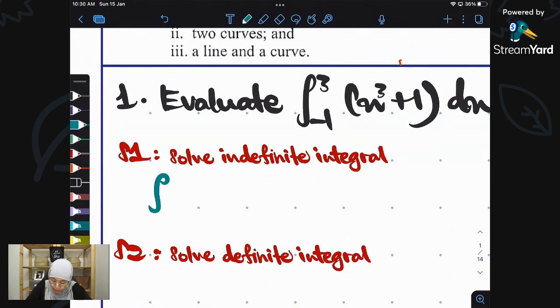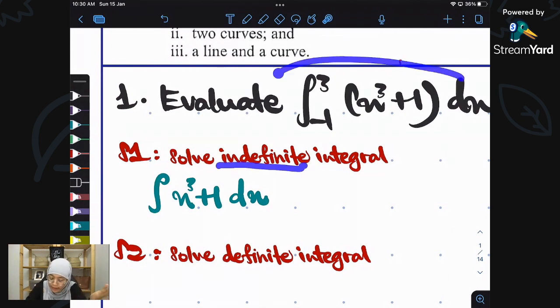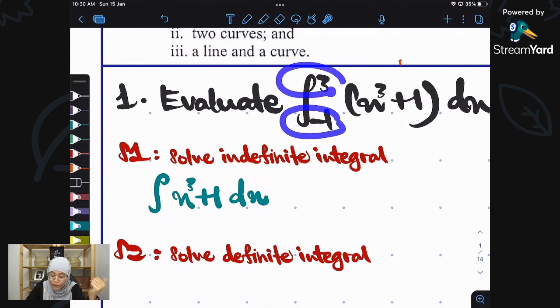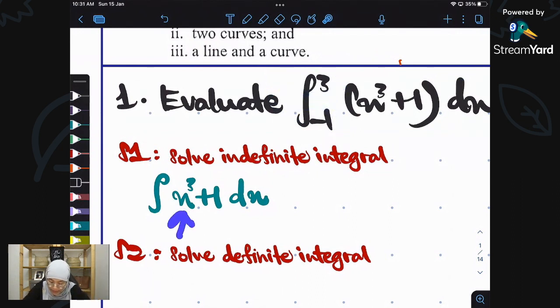So I write down the indefinite integration. What does it mean by indefinite anyway? Indefinite means it is exactly the same question here. It is the integration here, but we write it without the limit. So you can see here, I write down the exact integration from the first example, which is x cubed plus 1.